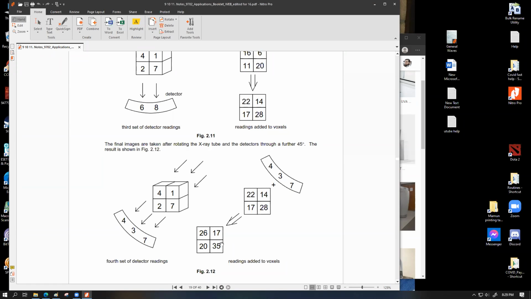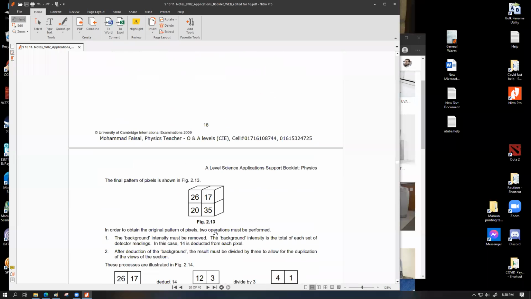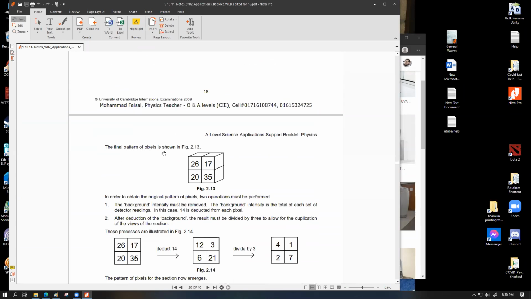Once we have done all 4 of our scans and we get this value, now comes the final leg of the calculation. Have a look. The final pattern of the pixels is shown in figure 2.13. So we have this value. In order to obtain the original pattern of pixels, 2 operations must be performed. First of all, the background intensity must be removed.